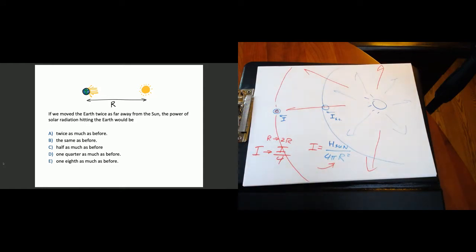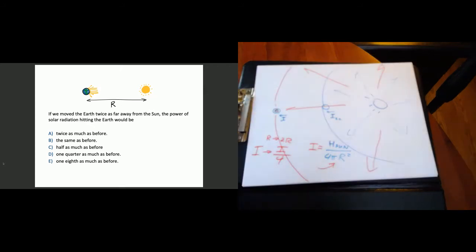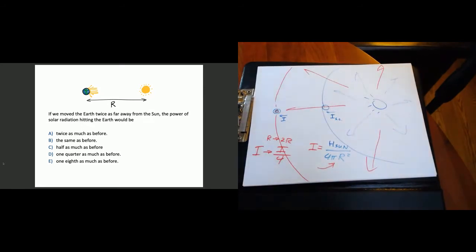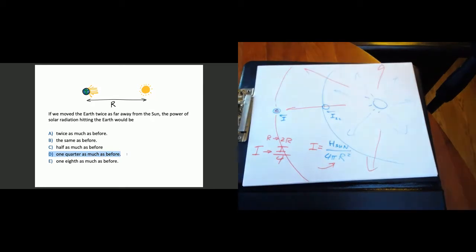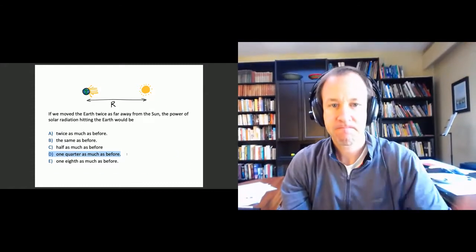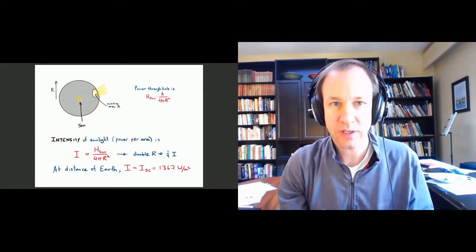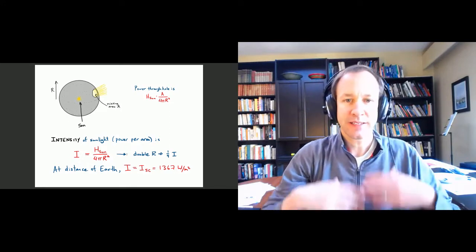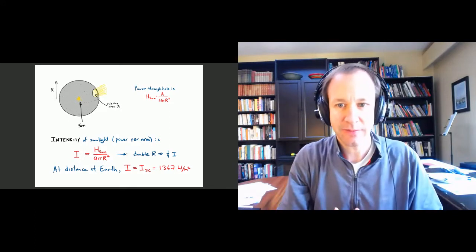Because the sunlight spreads over an area which is 4 times larger, the intensity, or power per unit area, is going to be 4 times less. So the answer to this question is that the power of solar radiation hitting the Earth would be 1/4 as much as before. That's really important, this 1 over r squared proportionality: if I double the distance, I divide the intensity by 4.